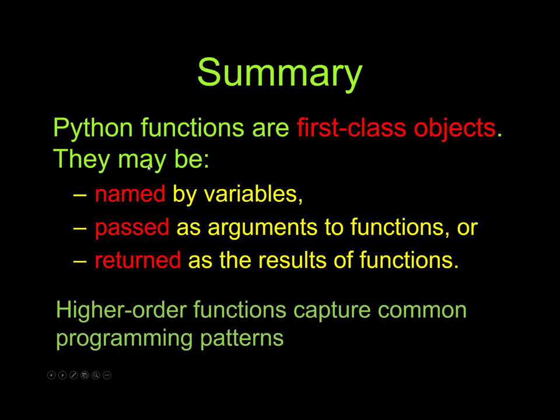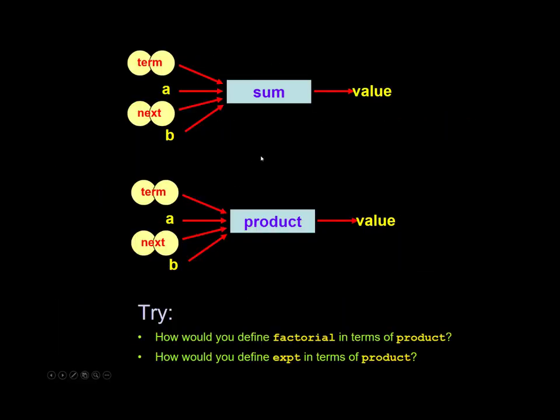In summary, Python functions are first-class objects. First-class means that they can be used for many purposes, such as to be named by variables, to be passed as an argument, or to be returned as the result. We have seen the power of higher-order functions. Each of these capture common programming patterns. Programs can be very neat with the use of higher-order functions. We have seen sum as a higher-order function, taking in function, value, function, value to give value. We have seen product the same as sum, of the same types of input and output. You can try expressing factorial in terms of product and also express exponent in terms of product.